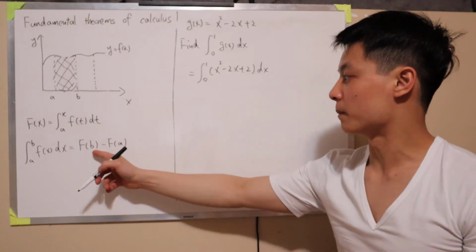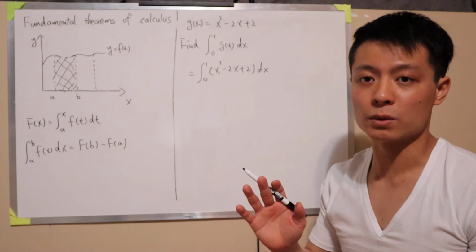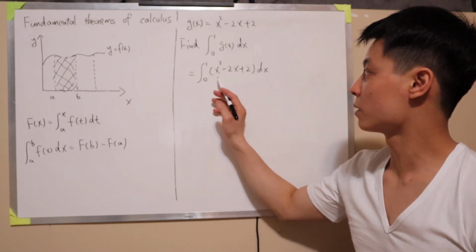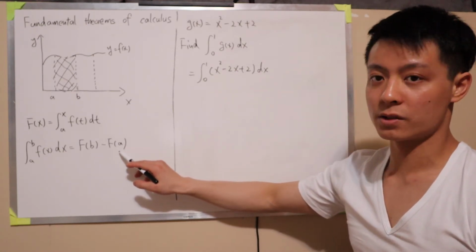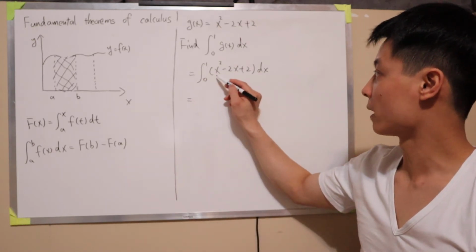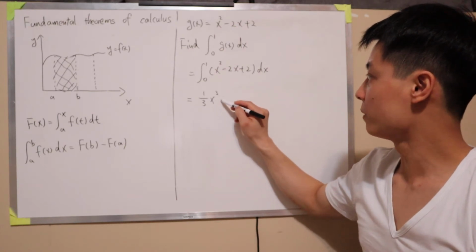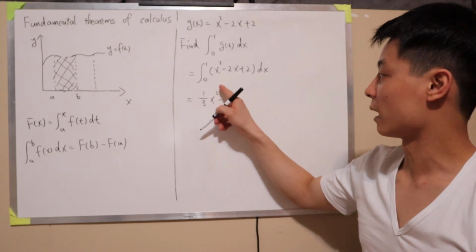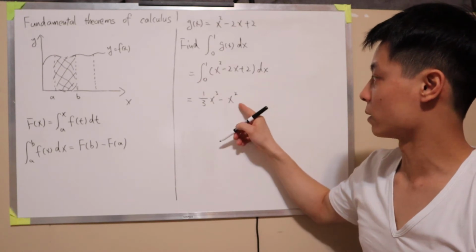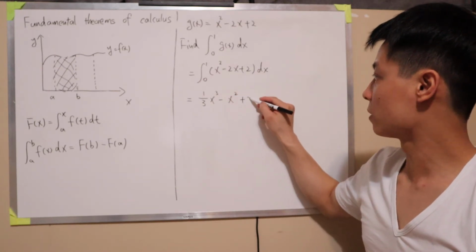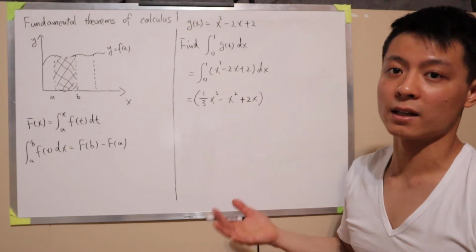Since we're using part 2 of the fundamental theorem, we're gonna find the antiderivative of this function first. So integrate this function, and then we're gonna use the upper bound minus the lower bound here. So it's gonna be the integration of this function, which comes to 1 over 3 x to the 3, right? That is the antiderivative of the first term. And then for the second term, it's gonna be x squared. That's the antiderivative of 2x, plus 2x, right? That is the antiderivative of the original function.